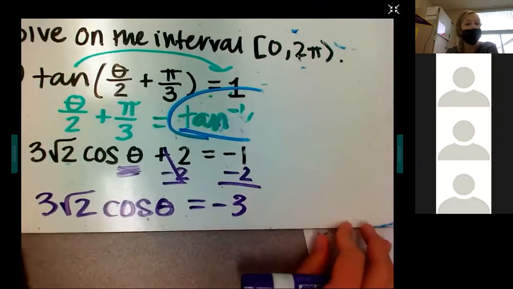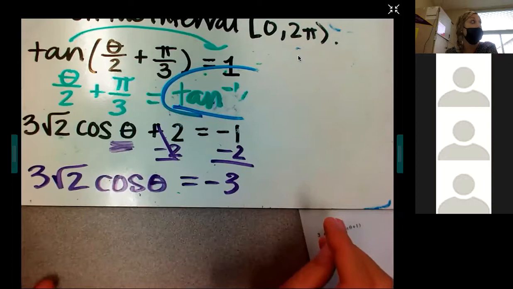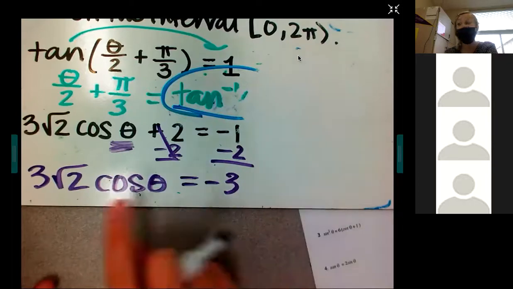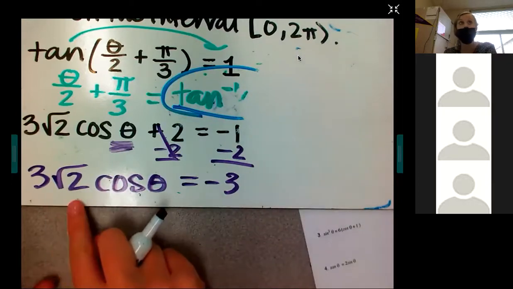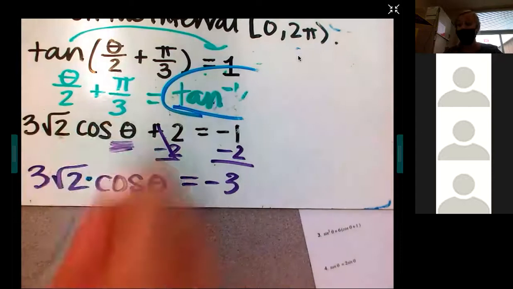What would my next step be? Divide by 3 square root of 2. Divide the whole thing. Is everybody okay with that? Because 3 square root of 2 is what's multiplying by cosine.